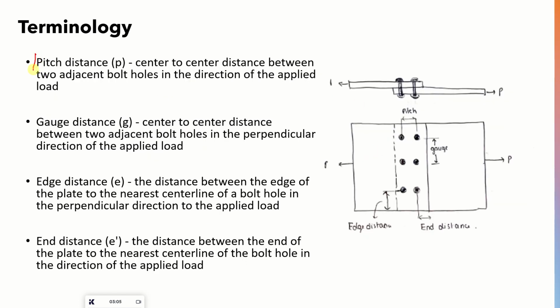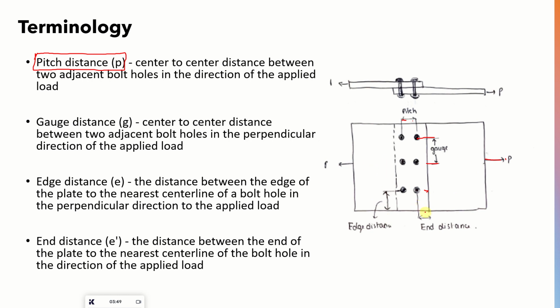Let us see the terminology also. Pitch distance is the center to center distance between the bolts parallel to the direction of force. Here you see the direction of force, and in that way this is the center to center distance. Gauge distance is the center to center distance of the bolts perpendicular to the direction of force applied. Edge distance: here you can see the plate edge, and the distance from the last bolt to the edge of the plate is the edge distance, which is perpendicular to the direction of applied load.